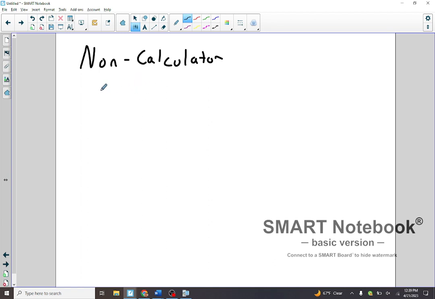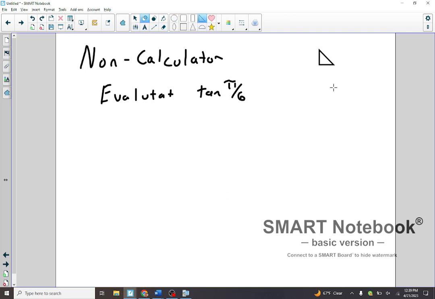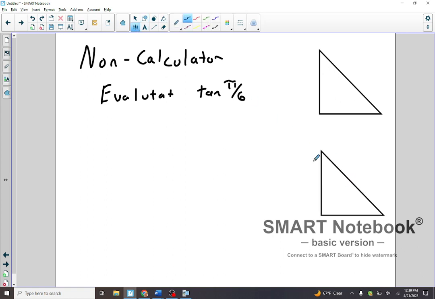So first one, you want to evaluate tan pi/6. Okay? Now, there are two special right triangles. The first right triangle is the 45, 45, 90, and the second one is the 30, 60, 90. I'll put 30 on the board. What do you mean evaluate? You're going to tell me what the answer is without a calculator, what tan pi/6 is.